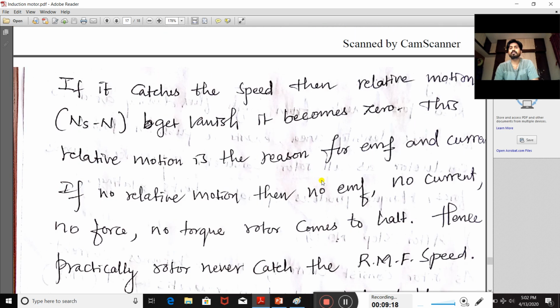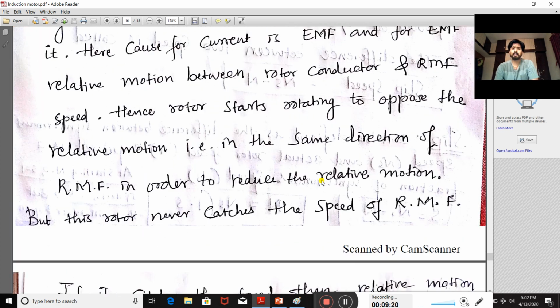With the help of this explanation, I am going to conclude today's lecture. I hope that you have understood how exactly the induction motor starts operating or rotating. This is the reason behind it.